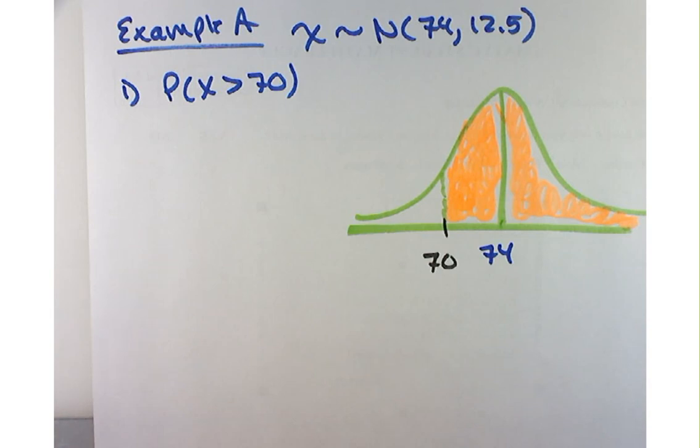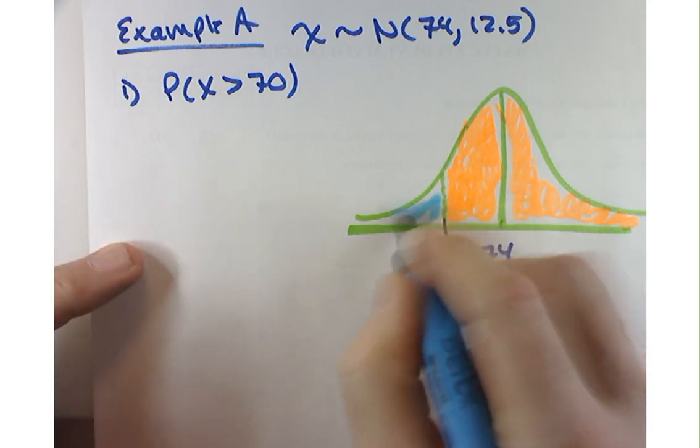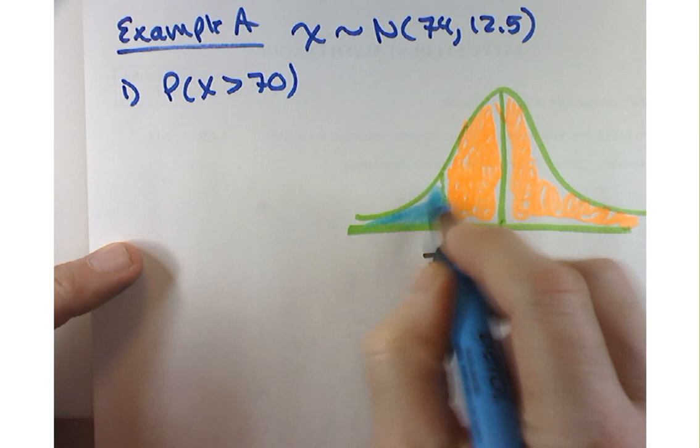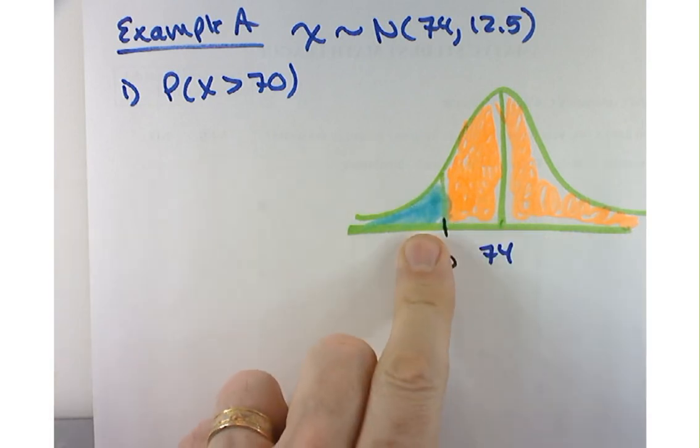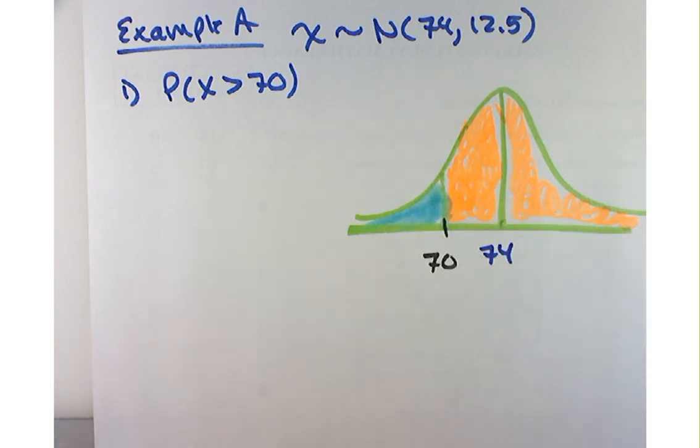Okay. Well, what command is going to help me out with that if I'm doing this on Google Sheets? 1 minus norm dist. Yeah, excellent. Well done. So we want to use norm distribution. Now keep in mind when I type in norm distribution with 70, it's going to give me the area to the left, right? That's not what I want. So yes, we're going to have to do 1 minus.